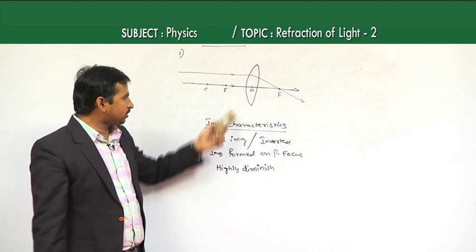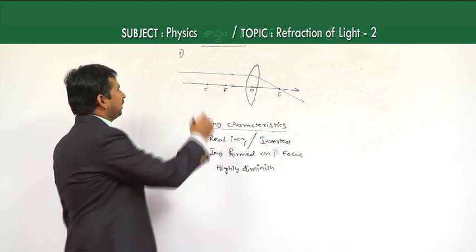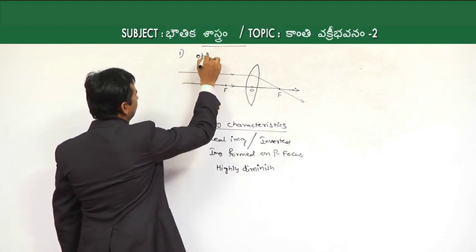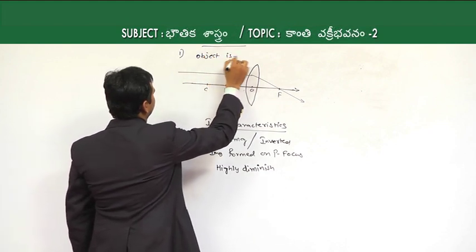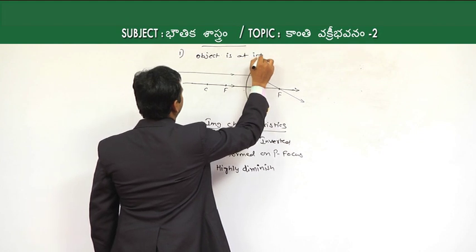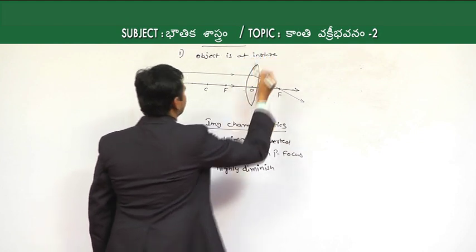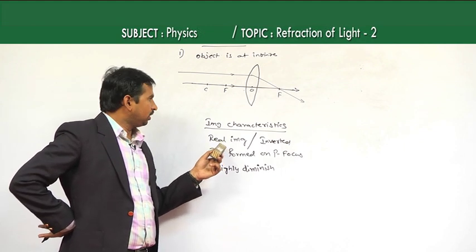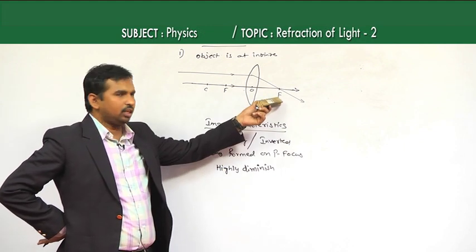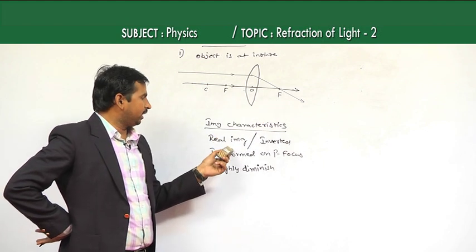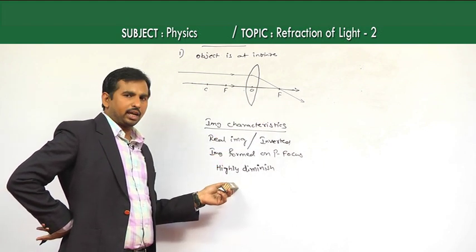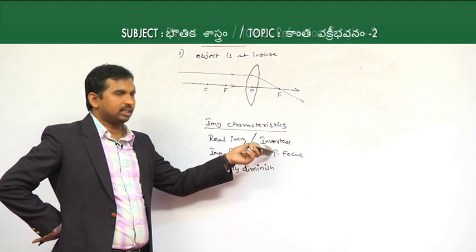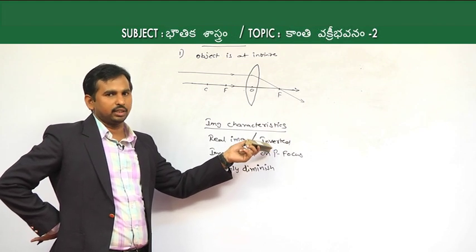Okay. So, image characteristics, if the object is at infinite, this is the case, object is at infinite. So, when the object is at infinite, now we are getting the image formed on the principal focus, and we are getting a real image which is highly diminished, and the nature it forms is an inverted image, we are getting that.